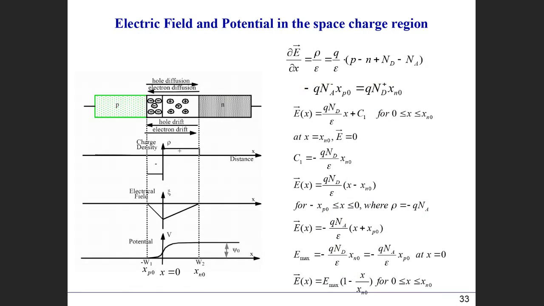Now, what I'm going to do here, as a simple example, is look at the exact electric field and potential throughout the PN diode. We need to solve the Poisson equation. In the following slides, I'm going to show you how to solve this Poisson equation for the given PN diode structure.